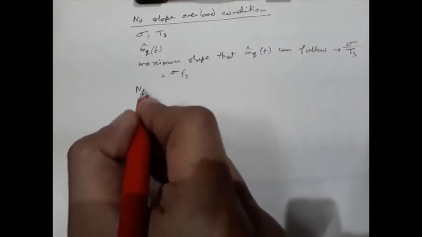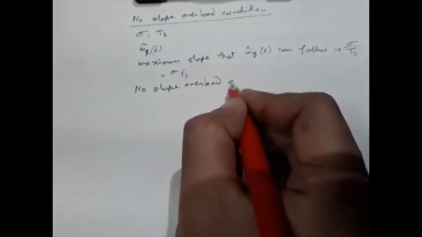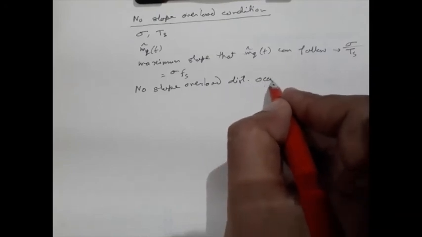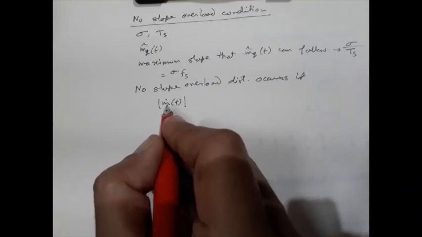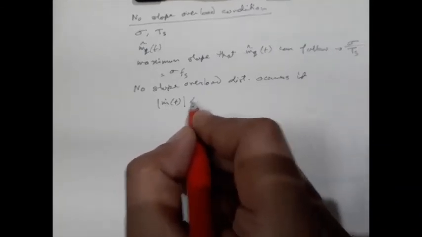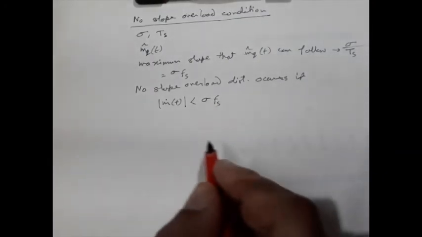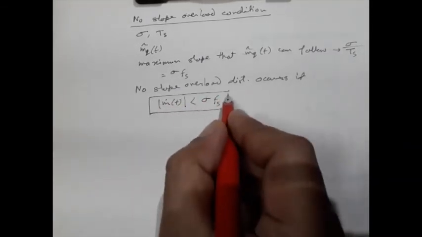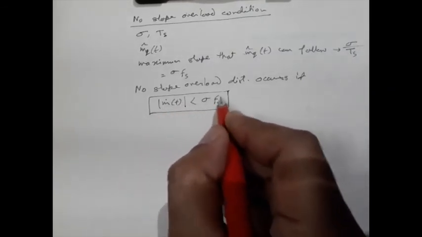So no slope overload distortion occurs if the slope of the message signal, |m dot(t)|, is less than sigma into Fs. This is the condition for getting no slope overload distortion. That means the slope of the message signal must be less than the slope of the integrator.